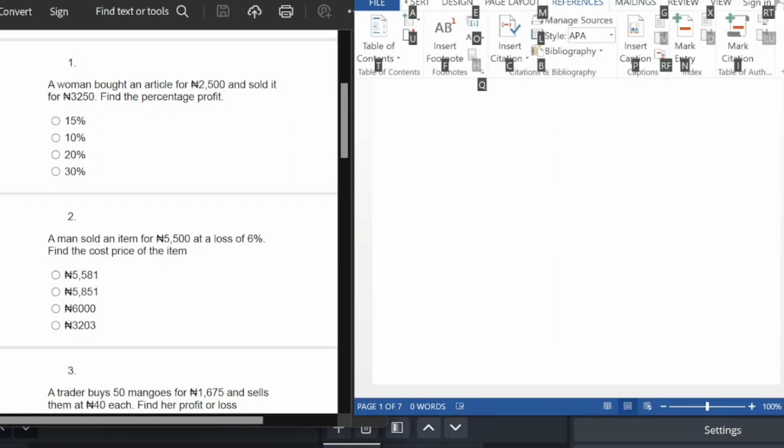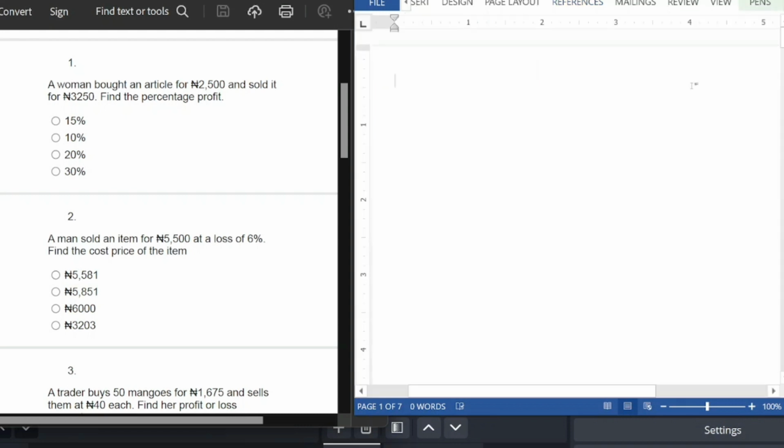In this class, we want to look at questions on profit and loss percentage. That's for eight students. The first question says, a woman bought an article for 2,500 naira and sold it for 3,250 naira. Find the percentage profit.